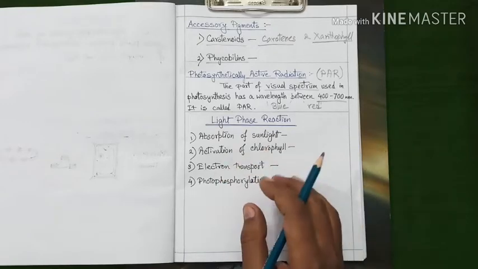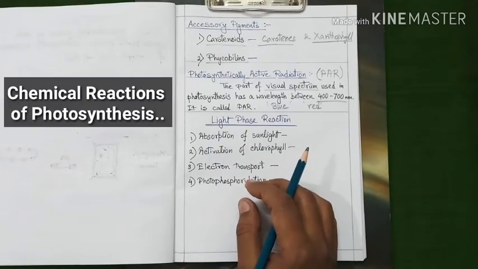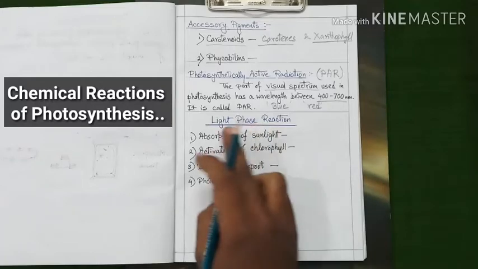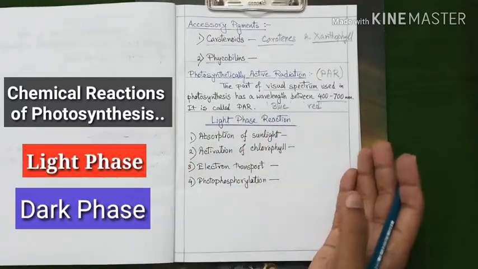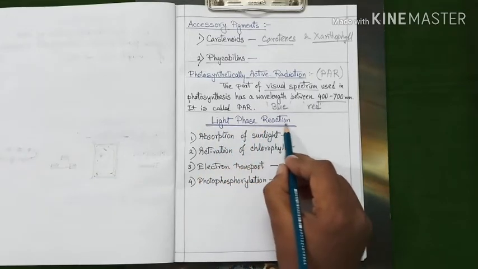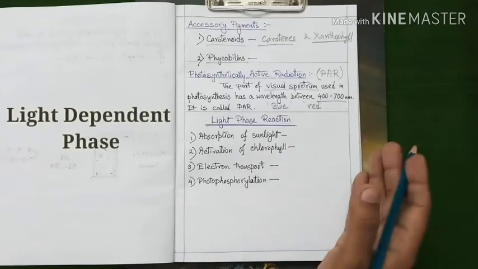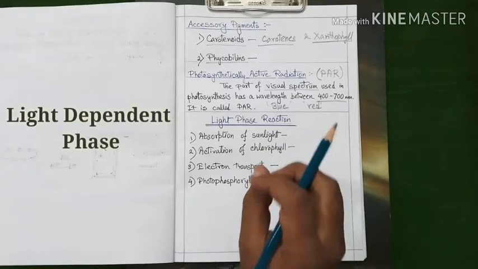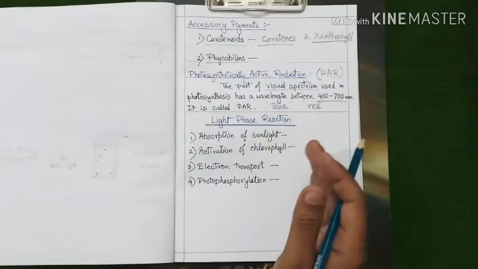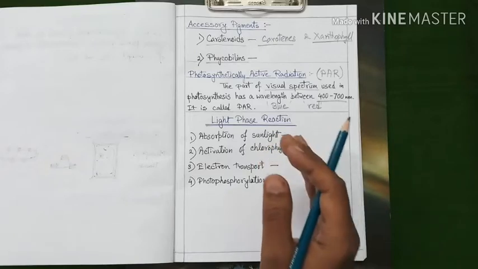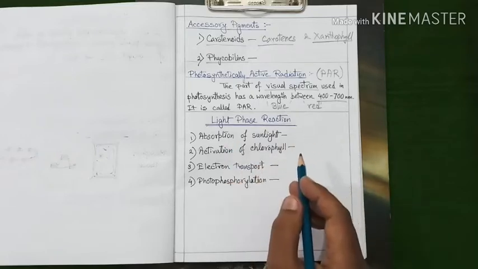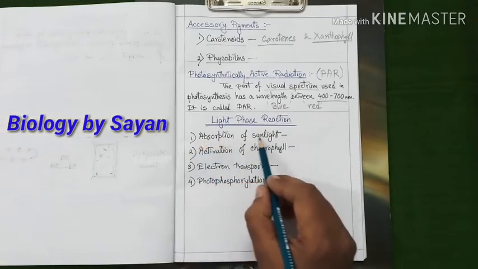Now, let's discuss different phases of the chemical reaction of photosynthesis. The chemical reactions of photosynthesis are broadly categorized into two phases, light phase reaction and dark phase reaction. Let's discuss the light phase reaction right now. This phase, light phase reaction, is also known as light dependent reaction because direct sunlight is very necessary for the chemical reactions of this phase. And these chemical reactions are completed within the granum thylakoid. So let's now discuss the different phases of light phase reaction. The first phase is the absorption of sunlight.